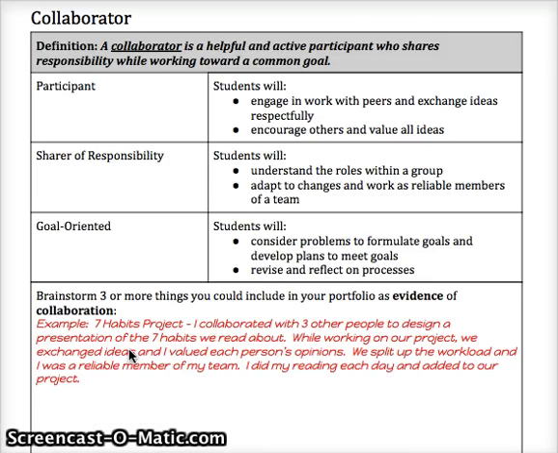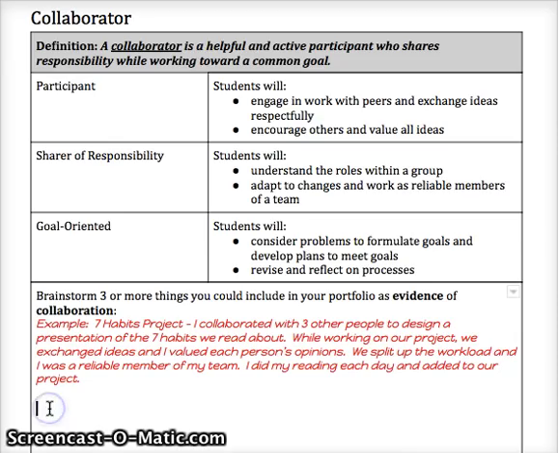And one example that I included as evidence down below would be the 7 Habits Project for R&R. And I wrote a quick reflection on there too that says, I collaborated with 3 other people to design a presentation of the 7 habits we read about. While working on our project, we exchanged ideas and I valued each person's opinions. We split up the workload and I was a reliable member of my team. I did my reading each day and added to our project. And I pulled a lot of those examples and ideas out of this table up above here, and I thought that fit in really well with that particular project.